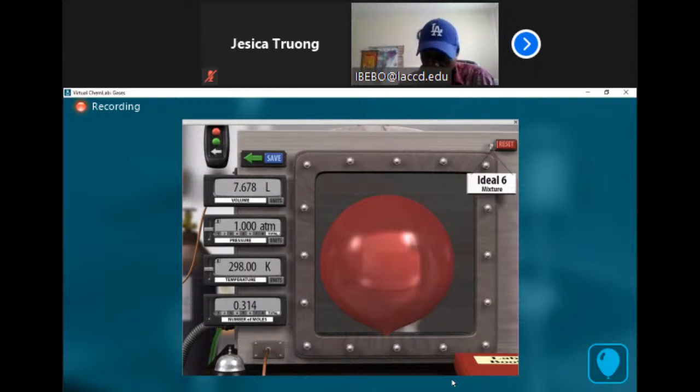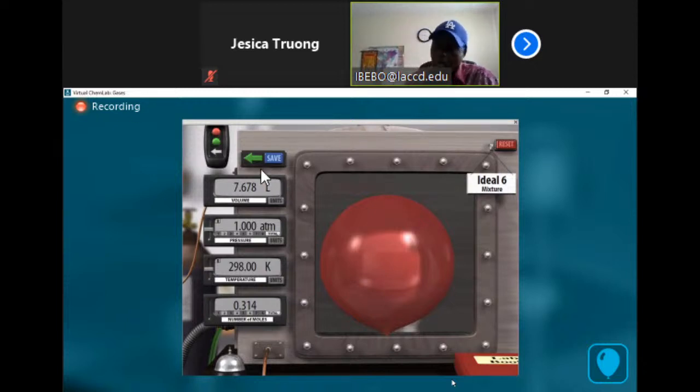Yes. Thank you. So now, looking at that balloon, to the left of it you have your own values. For me, 7.678 liters, and the second one, 1.000 atmospheres, then 298.00 Kelvin, and 0.314 moles, according to my own addition.